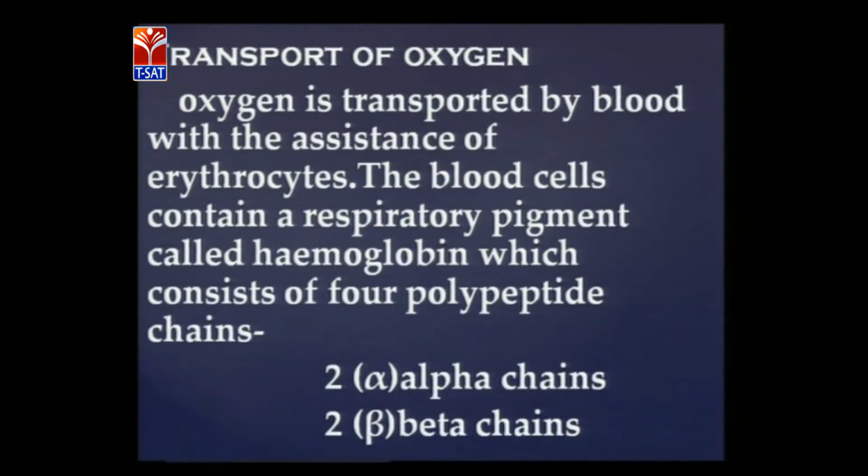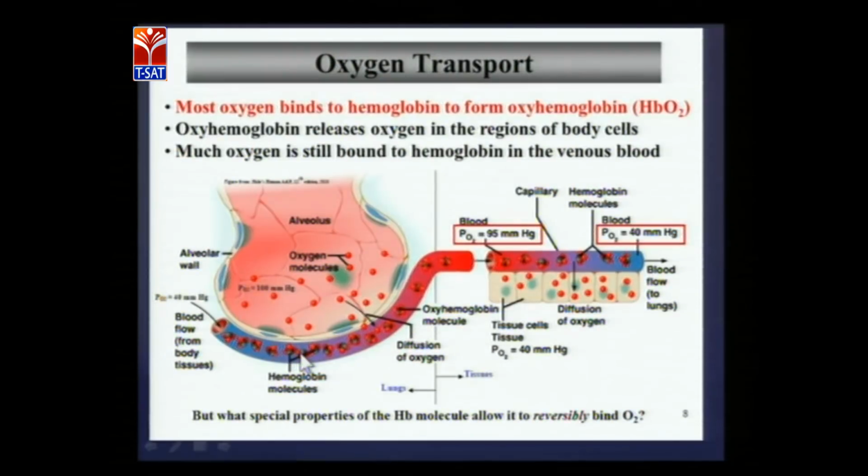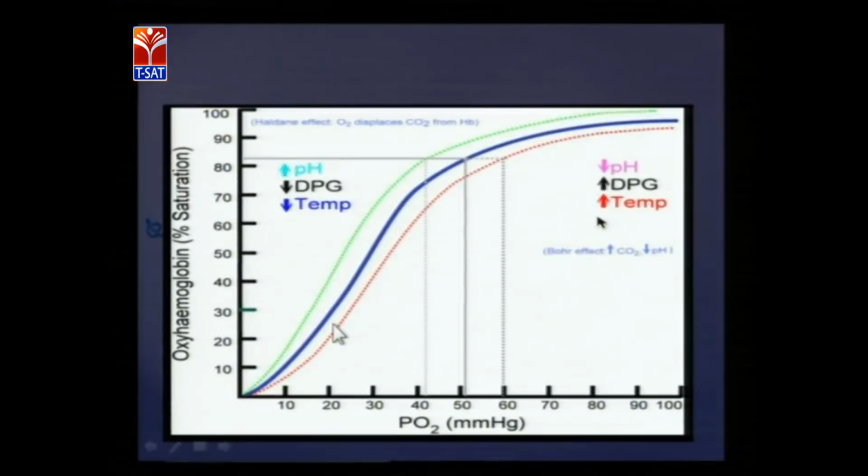Oxygen is transported using the respiratory pigment called haemoglobin. It consists of 4 heme groups, which are of 2 alpha chains and 2 beta chains. This is the oxygen transport picture, and here the partial pressure of oxygen increases, and the surrounding tissues have a lesser partial pressure of oxygen. So the oxygen which is dissolved in the capillaries is sent to the tissues. This is how oxygen is transported to the different tissues, and this is the oxygen dissociation curve.